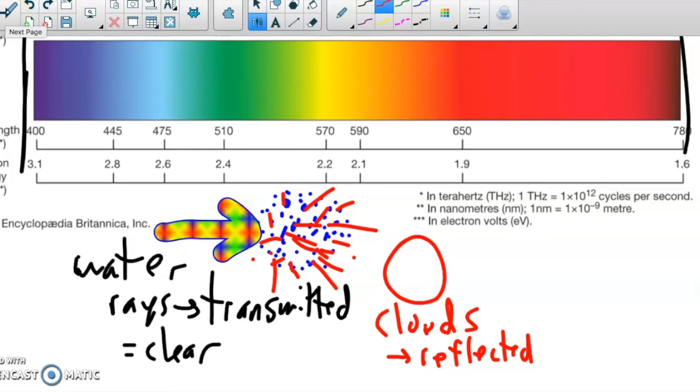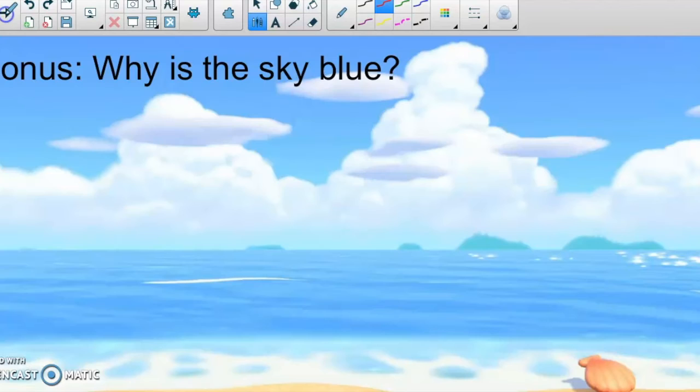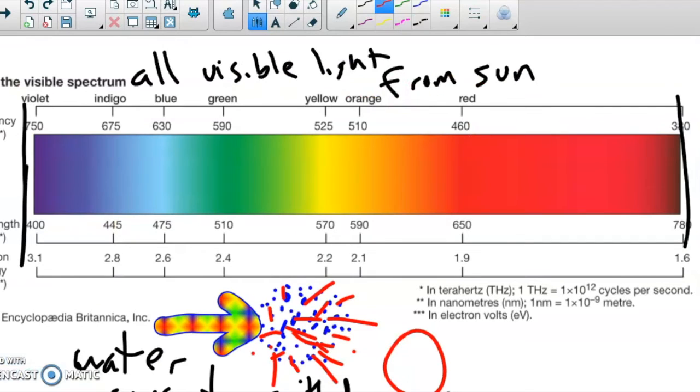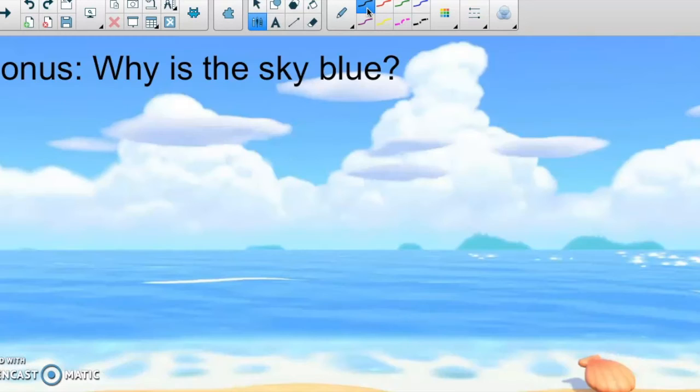This phenomenon of the sun's rays being reflected around the sky also explains a bonus question of why the sky is blue. If we go back to our chart here, the blue wavelengths are shorter and the red wavelengths are longer. And so the blue wavelengths get scattered more.